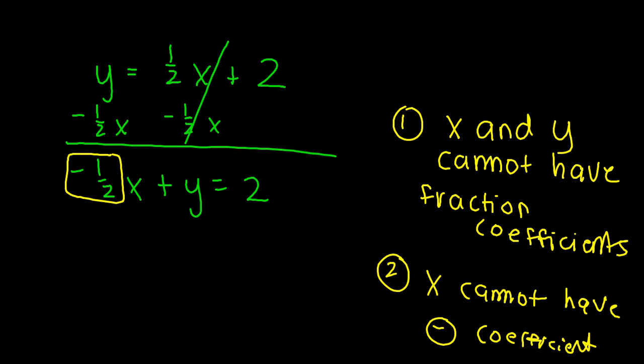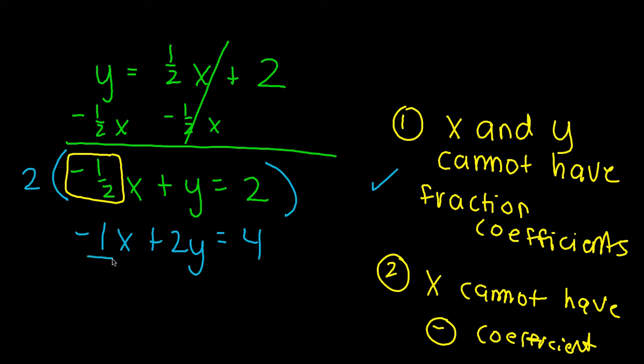So what can I do to get rid of that fraction coefficient? The easiest way to get rid of a half is to multiply the entire equation by 2. 2 times negative half is going to be negative 1x, 2 times y is going to be 2y, and 2 times 2 is going to be 4. I solved my problem with number 1, I don't have a fraction coefficient. But I'm still not solving the problem of number 2. Number 2 says x cannot have a negative coefficient, and right now it does.